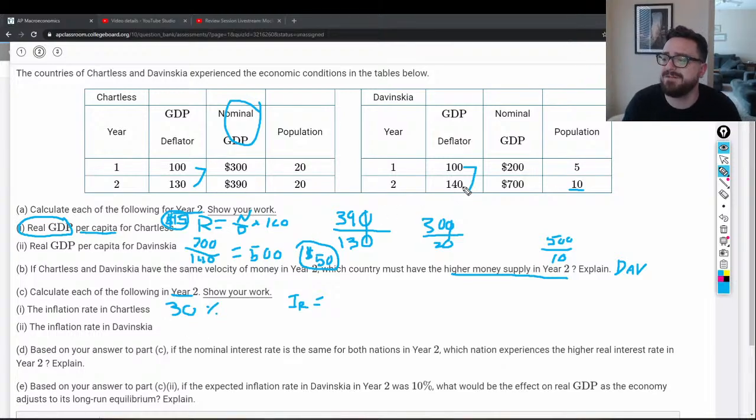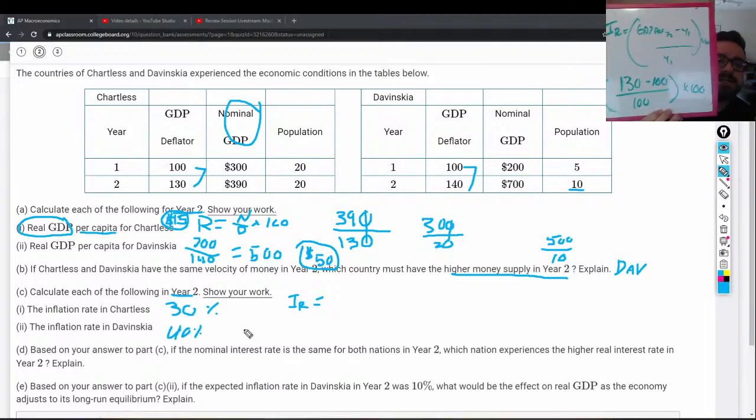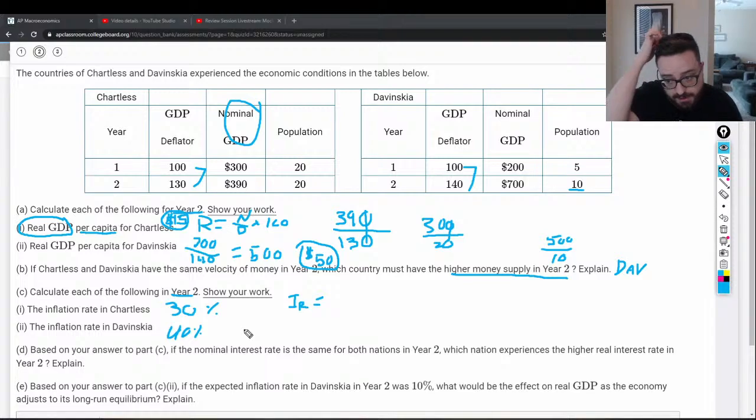I do the exact same thing for Davinskaya, where it would be 140 minus 100 over 100 times 100. Again, the last two things would cancel. So it's just 140 minus 100, and that's just 40%. I better not be wrong on those. I'll be real upset. Okay, so I got 30%, 40%. And this is my work for the Chartless one. I would do the same thing for Davinskaya, but I have a 140 instead of the 130 there. And I would solve it a little bit, but that's about it.